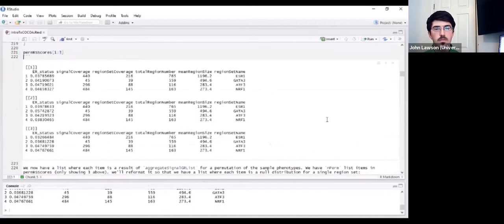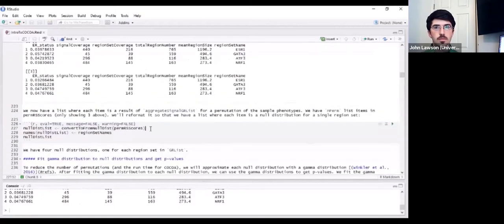Here you can see the output from the permutation function. What it did was shuffle the estrogen receptor sample labels, and then recorrelate the DNA methylation data with the sample labels. Based on that, we could run COCO to get these random permuted scores, and we can use those scores to make the null distributions.